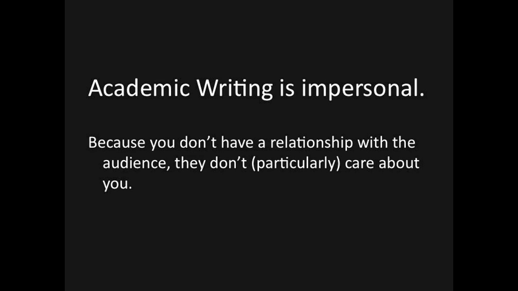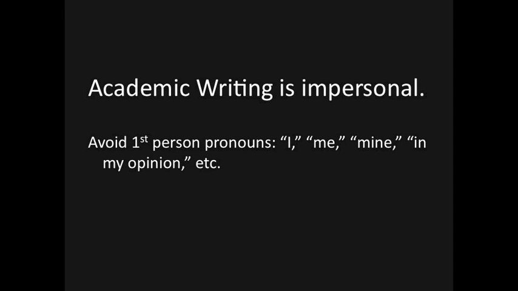But in academic writing, because you're not writing to an audience that you have a relationship with, you should generally avoid talking about yourself. And again, that means avoid using first-person pronouns. Avoid using I, me, and my opinion. The fact that it's your opinion doesn't really matter to the audience. What they want to know is what your opinion is, not the fact of it being yours.